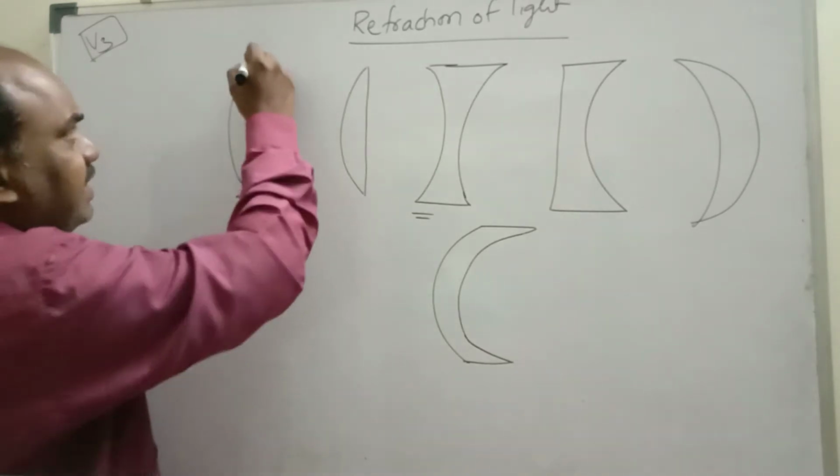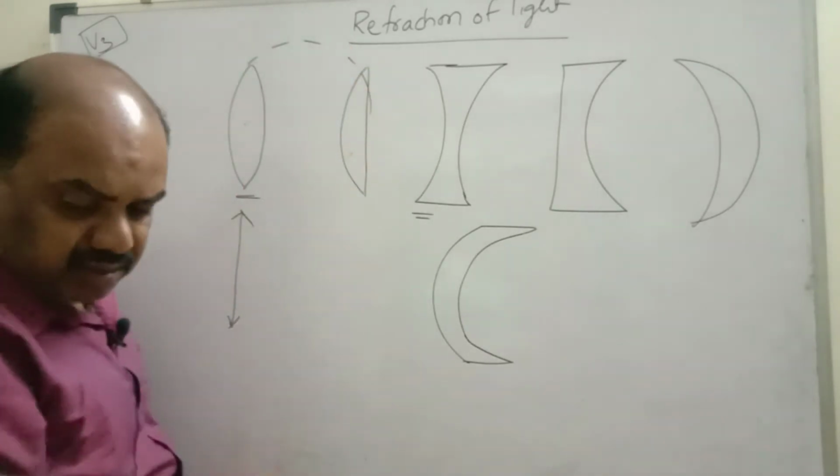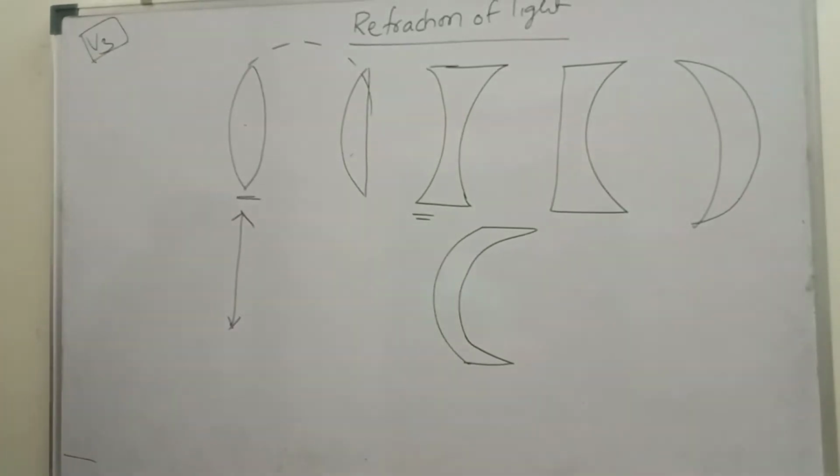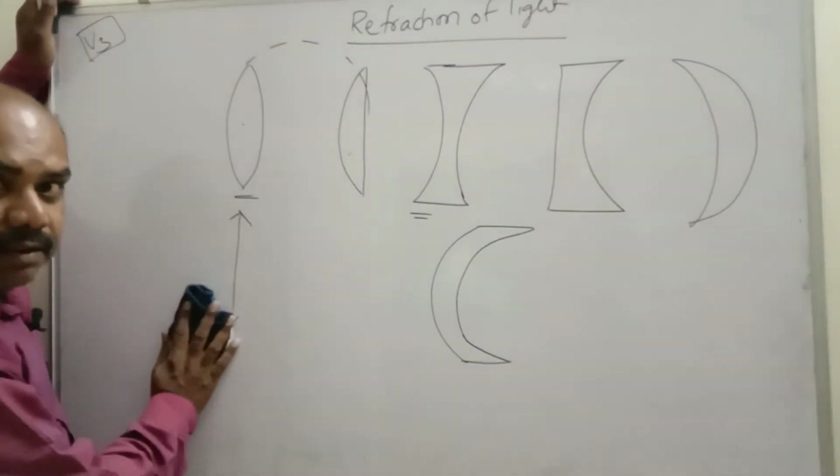Now this convex lens is extracted from a sphere. I will rub this out and draw it again. One minute, whether the video is coming or not. Right, okay. This diagram I will draw once again. See children.